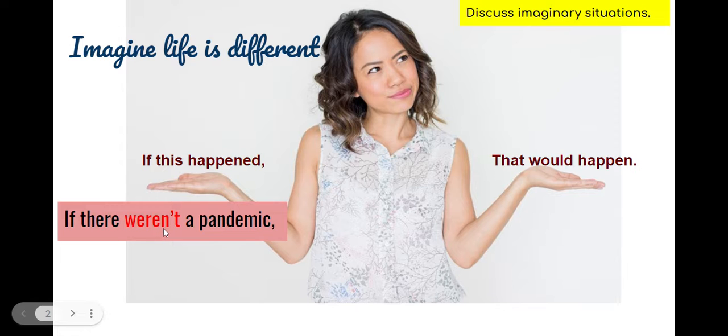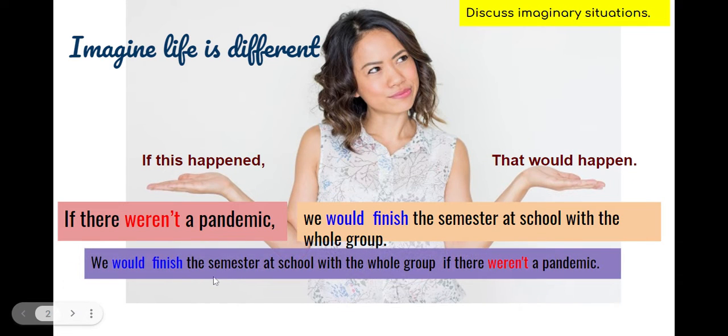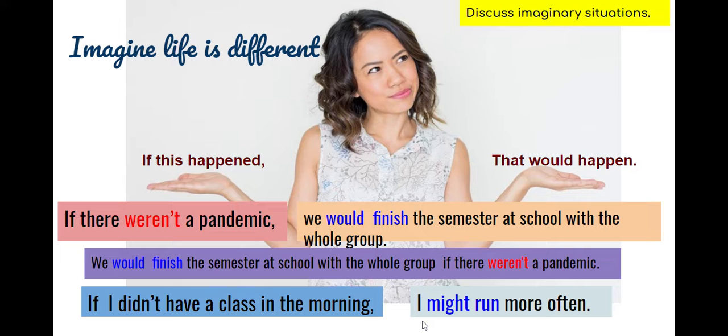If there weren't a pandemic, we would finish the semester at the school with the whole group. We would finish the semester at the school with the whole group if there weren't a pandemic. We have two different ways to say the same thing. Let's look at another example. If I didn't have a class in the morning, I might run more often.